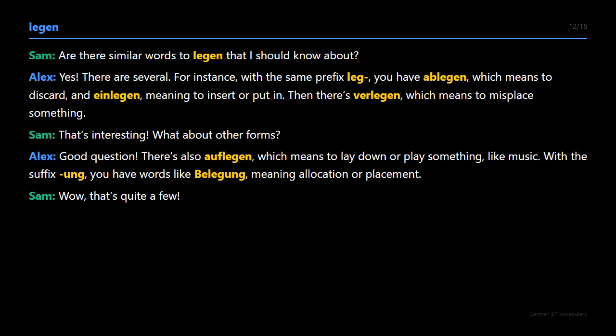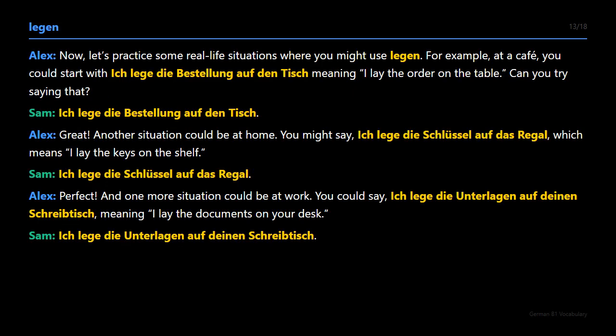Now, let's practice some real-life situations where you might use legen. For example, at a cafe, you could start with ich lege die Bestellung auf den Tisch. meaning I lay the order on the table. Can you try saying that? Ich lege die Bestellung auf den Tisch.